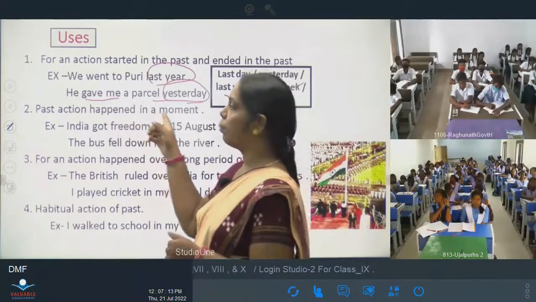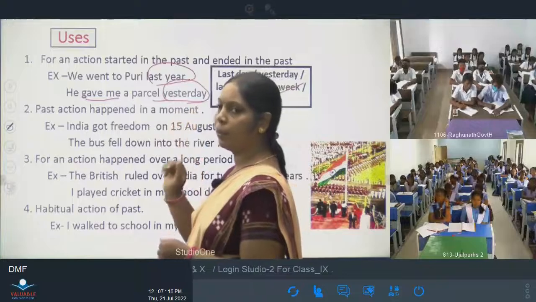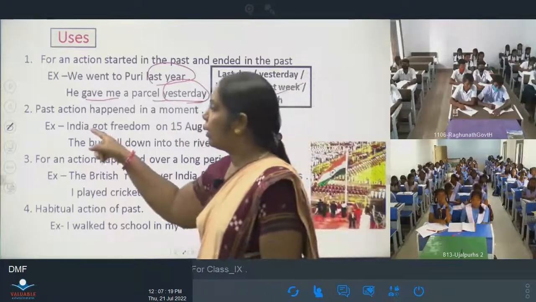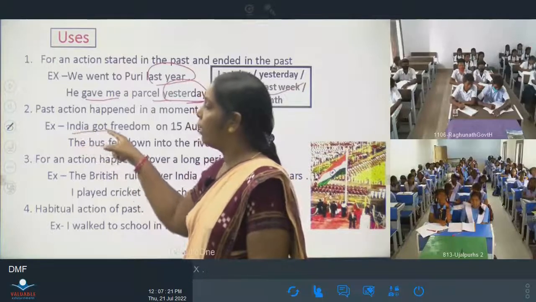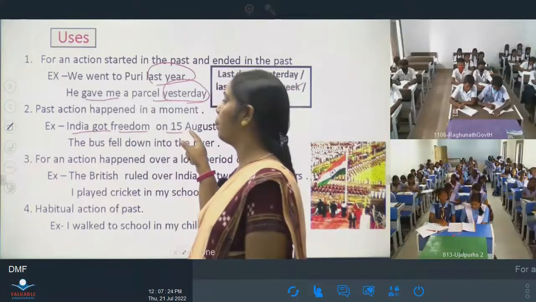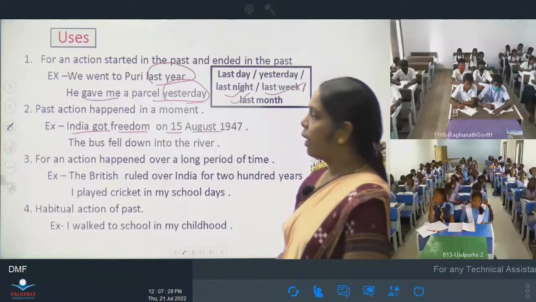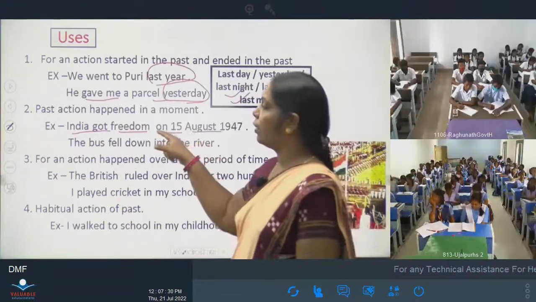For a past action happened in a moment or a definite time. So here is the example. India got freedom on 15 August 1947. 1947, this is a definite time here.